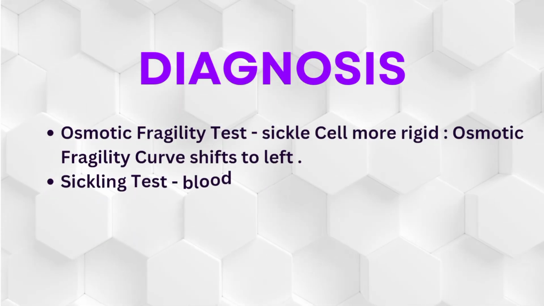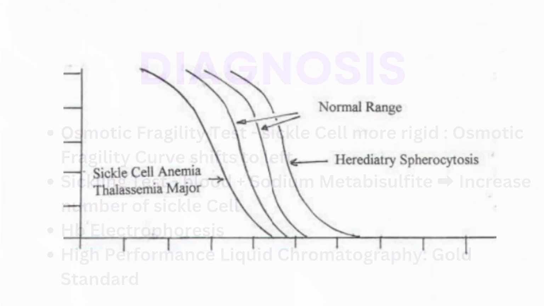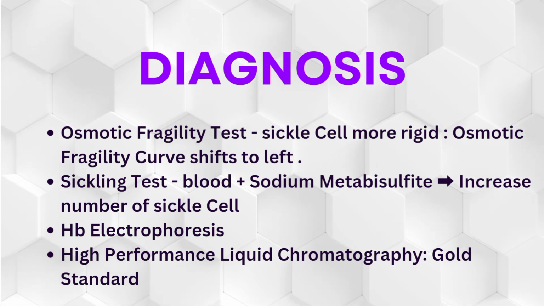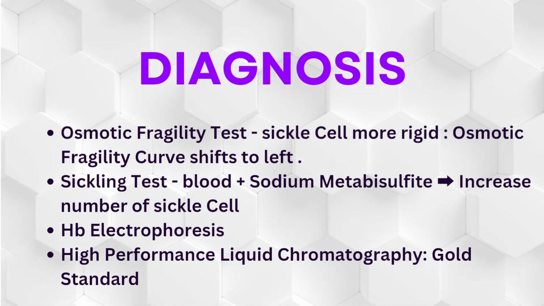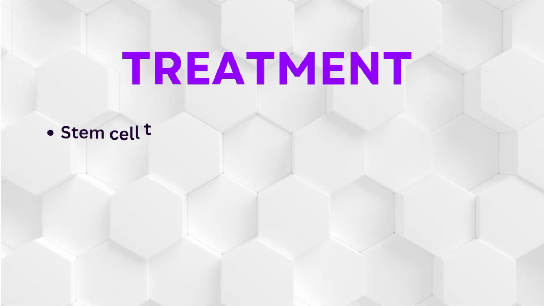Diagnosis: osmotic fragility curve shifts to left because of rigid sickle cell. Sickling test: sodium metabisulfite produces artificial hypoxia and increased number of sickle cell is detected. HB electrophoresis, high-performance liquid chromatography.